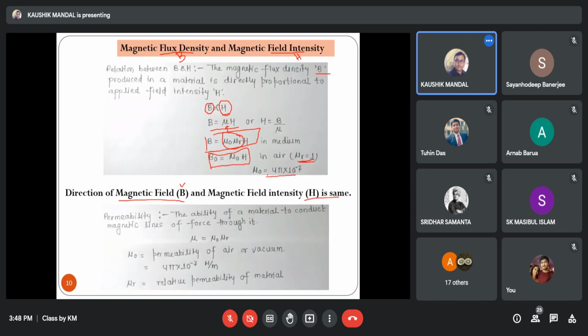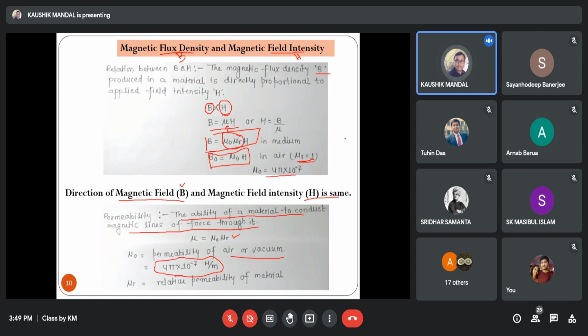Now this permeability, mu, how can we define it? This is basically the ability of the material to conduct magnetic lines of force through it, where mu equals mu 0 into mu r. This mu 0 is known as the permeability of air or vacuum. So this mu 0 equals 4 pi into 10 to the power minus 7 Henry per meter, and this mu r is the relative permeability of the material.